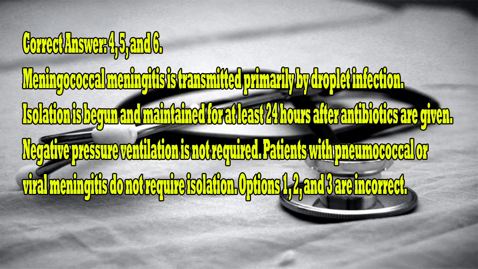Correct answer, 4, 5, and 6. Meningococcal meningitis is transmitted primarily by droplet infection. Isolation is begun and maintained for at least 24 hours after antibiotics are given. Negative pressure ventilation is not required. Patients with pneumococcal or viral meningitis do not require isolation. Options 1, 2, and 3 are incorrect.